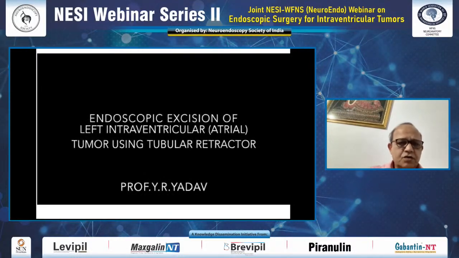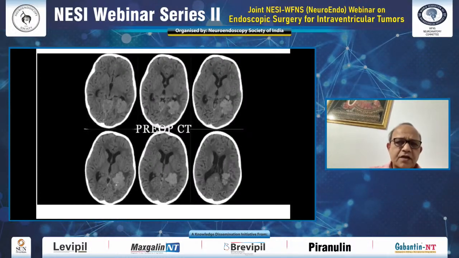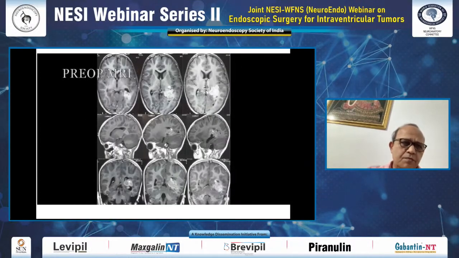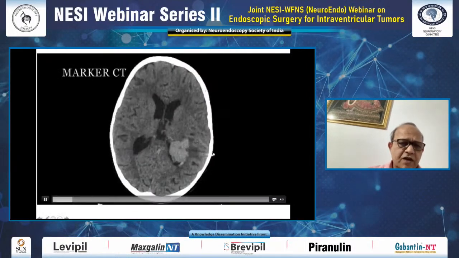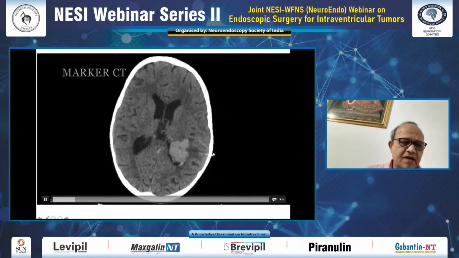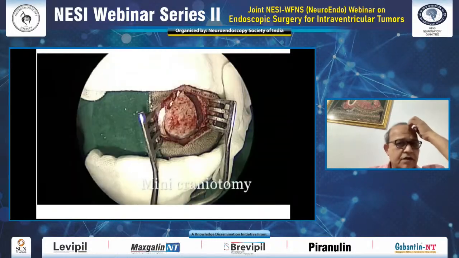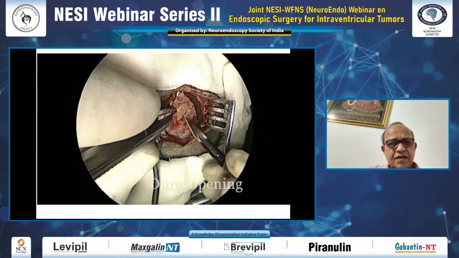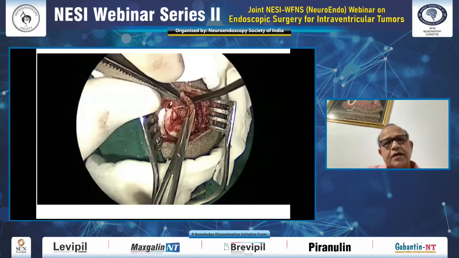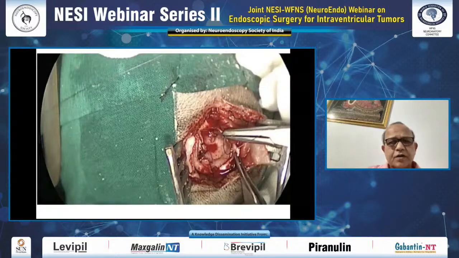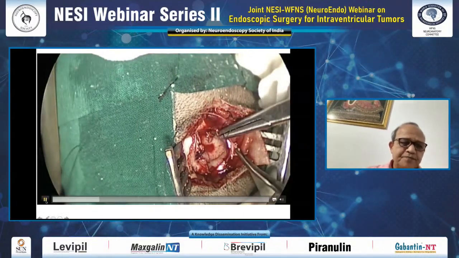This is another short video of an intraventricular tumor, a large tumor in the atrium. This was a choroid plexus papilloma. And again, one can see that there is a marker there. Because we did not have the navigation, using this technique we can go directly onto the area, because this is very important. If you see, this is the pile stitch which is applied.